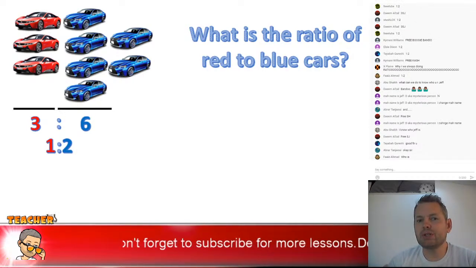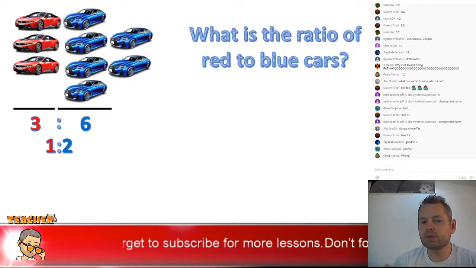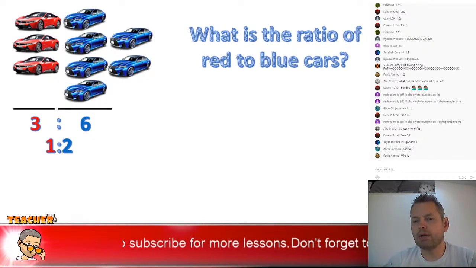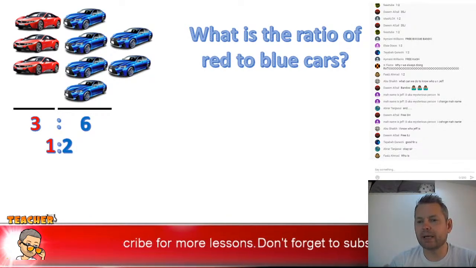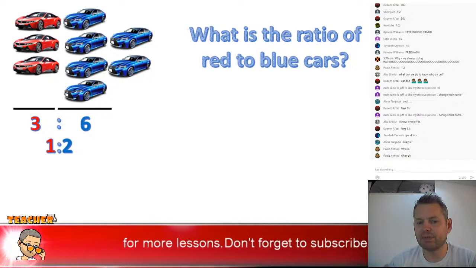Now, on some of the questions yesterday, it was important you simplify them. So I think one of the questions was the ratio of airports to planes is 25 to 75.